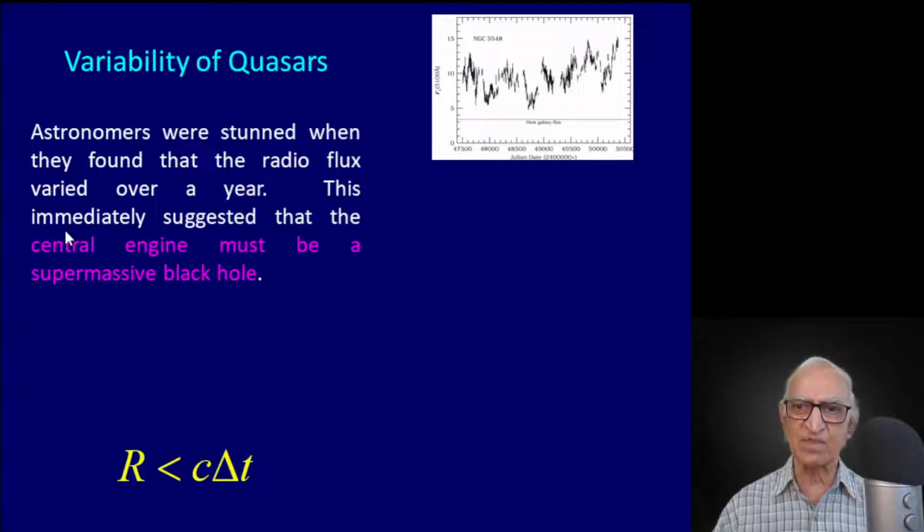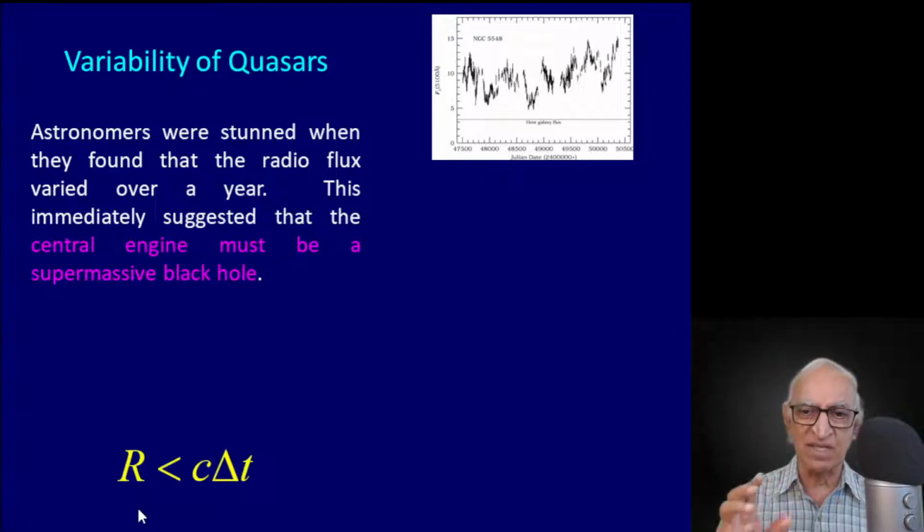Now, this immediately suggests that the central engine must be a supermassive black hole. Why? If an object is variable with a variability timescale delta t, then as I explained in the previous lecture, and even before that when we discussed pulsars, the radius of the object must be less than c times delta t, where c is the speed of light. Therefore, if you put for delta t 1 year, then you get a maximum size for the emitting body. Now, we have already concluded that the body must have a mass in excess of 10^9 solar mass. Therefore, if you pack 10^9 solar mass into such a small radius, then it is either a black hole, the gravitational radius being 2GM/c^2, or will soon, due to some instability or other, become a black hole.